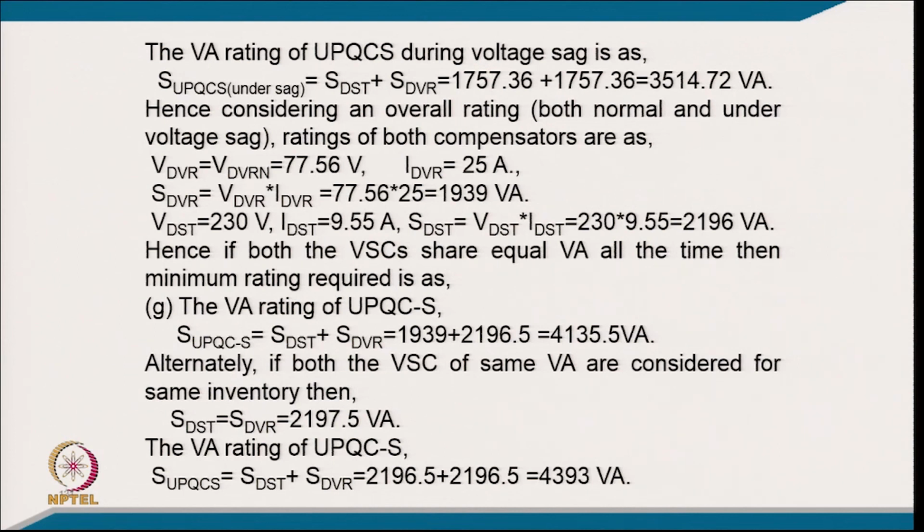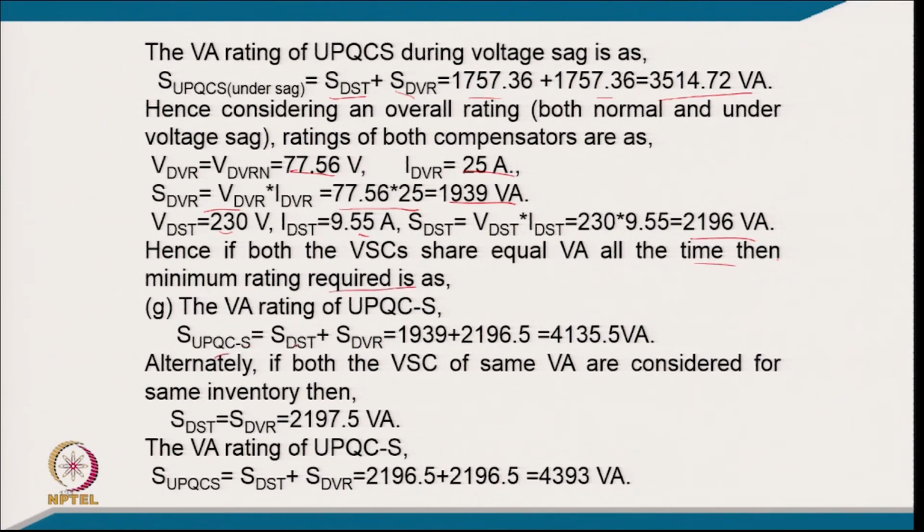So, the VA rating of UPQC will be the VA rating of the DSTATCOM plus DVR. So, it is the sum of both, which are equal. So, it becomes 3514.27. Hence, considering the overall rating of normal, the rating of both compensators is typically: DSTATCOM voltage rating 230 and DVR current rating 25, and the VA rating is this multiplication. So, it is 1.39 kVA, and V_DSTATCOM 230 volt with 9.5 ampere. So, it becomes 2196 VA, hence both VSCs share equally at the time of minimum rating.